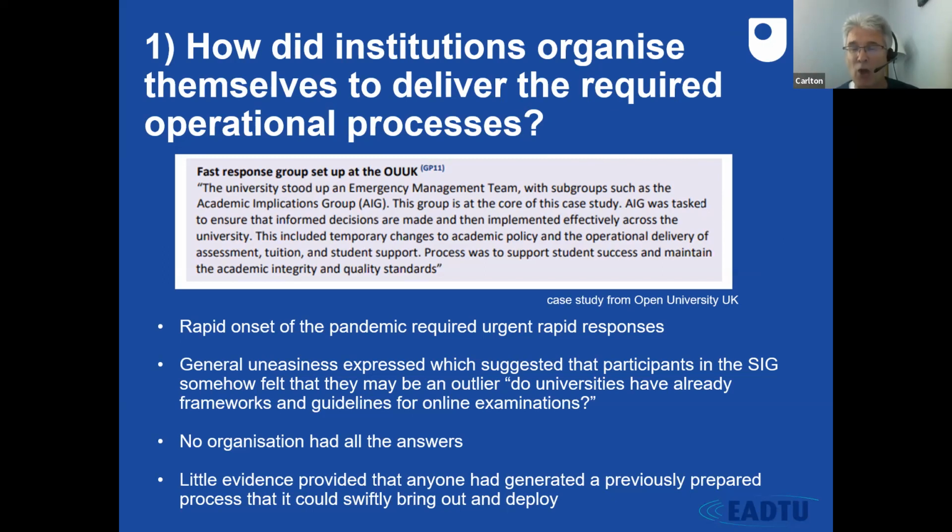We picked up a lot in the special interest group that somehow everyone else thought every other university had it already planned. So there were quotes like, do universities already have frameworks and guidelines for online exams ready to go? The answer was no. Many organizations had some of the answers, virtually nobody had all of the answers. It was quite clear that very few places had some kind of previously prepared process they could just go to. So everyone was learning on the go, as it were.